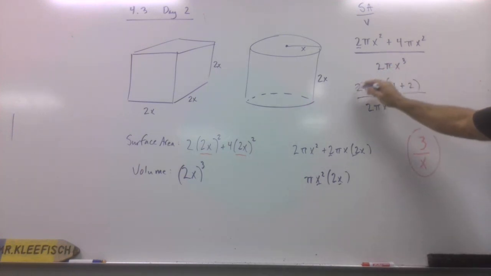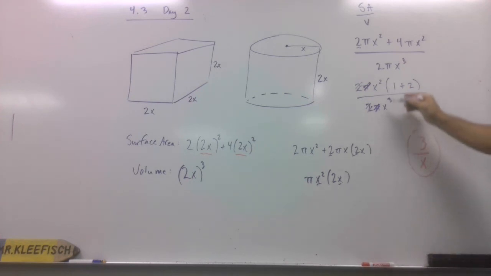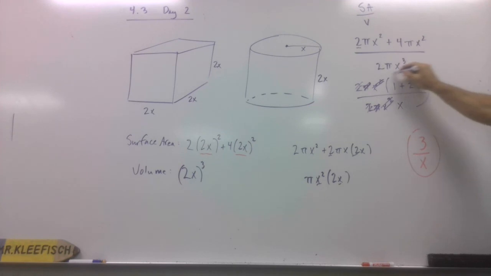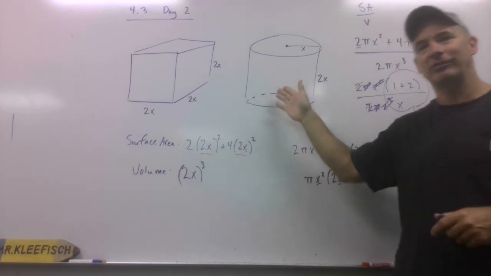Now I cancel. Boing, boing, boing, boing. Pi's go bye-bye. Remember, pi is 3.14. It's just a number. And then I got 2 x's in the top, 3 in the bottom, so I'm left with 1. Notice this turns into that. So as far as efficiency of that product, that packaging design, they're equal.